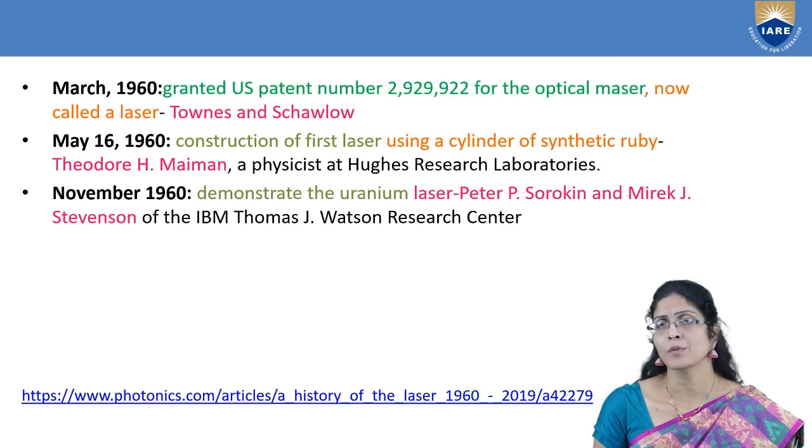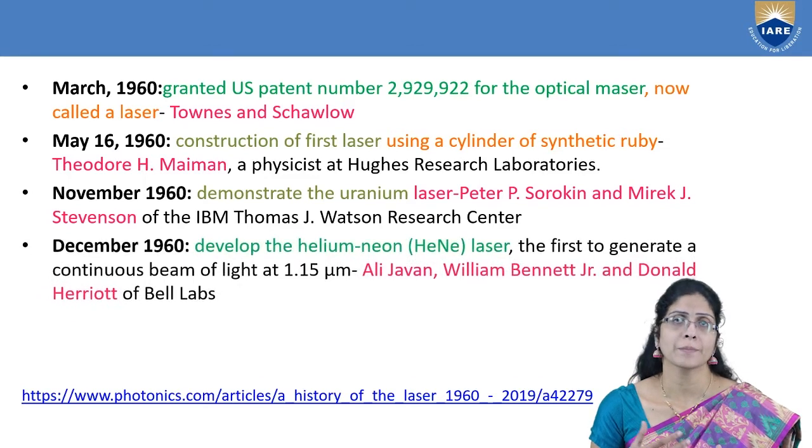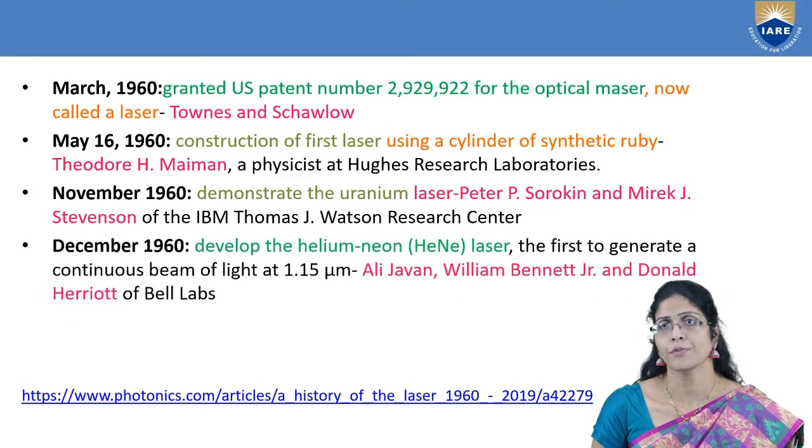And moving further ahead, by the end of 1960, they were able to demonstrate the uranium laser, and this was done by P.P. Sorokin and Mirek J. Stevenson at the Watson Research Center. So this didn't stop there.